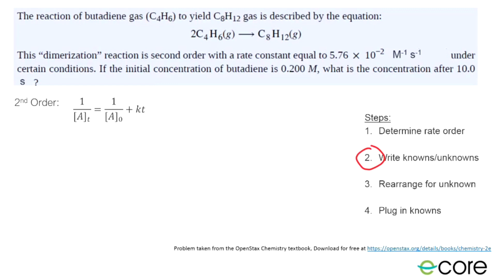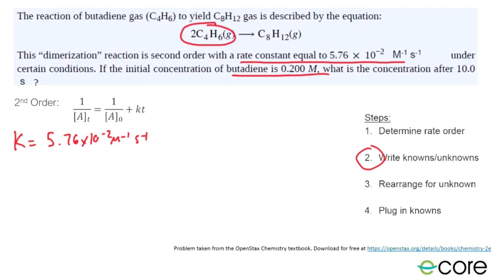Well, the very first thing it tells us is the rate constant. Remember, that's k. So we know k equals 5.76 times 10 to the minus 2 per molar per second. The next thing it tells us is that there's an initial concentration of butadiene. Remember, that's this one. That's 2.0 molar. So my concentration of C4H6 initial, that's the 0 one, and that's important to label because you'll get a different answer if you plug that into t, is equal to 0.2 molar. Lastly, it tells us a time after 10 seconds.